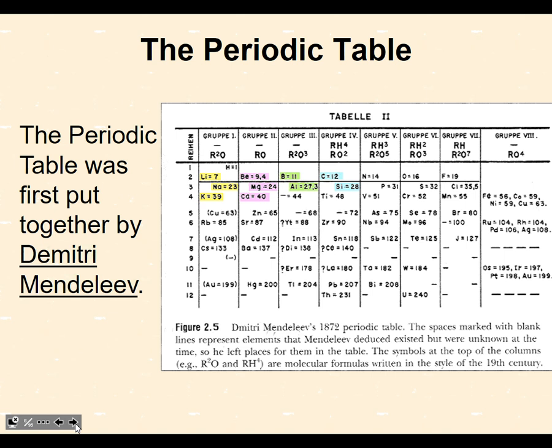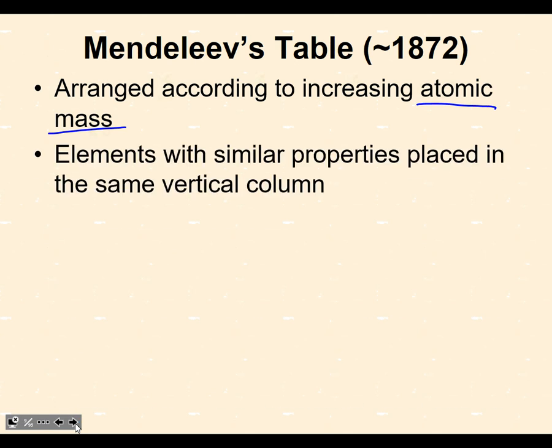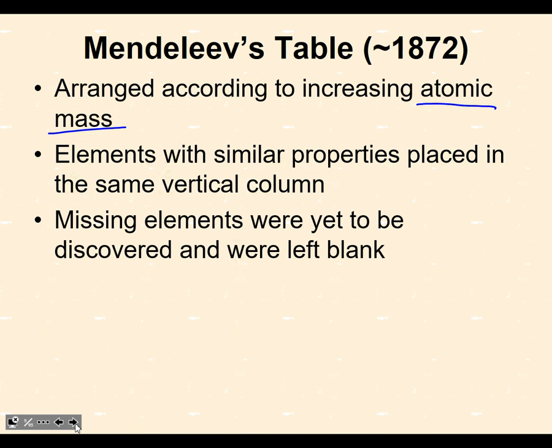Okay, the original periodic table was set up by Dmitri Mendeleev. Mendeleev's table was arranged according to atomic mass, so you do need to remember that. The elements with similar properties he put in the same vertical column, which actually carried over to the modern day periodic table. And then he actually had some blanks, so he realized that there must be some missing elements that were yet to be discovered. So there were some holes in his table when he had it arranged this way.